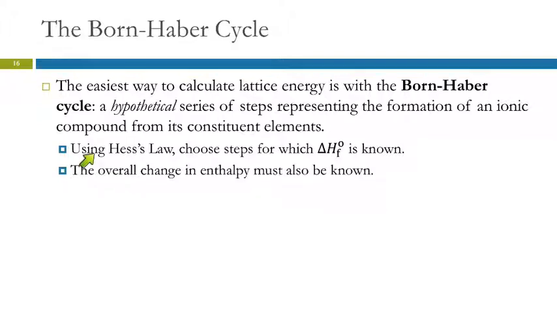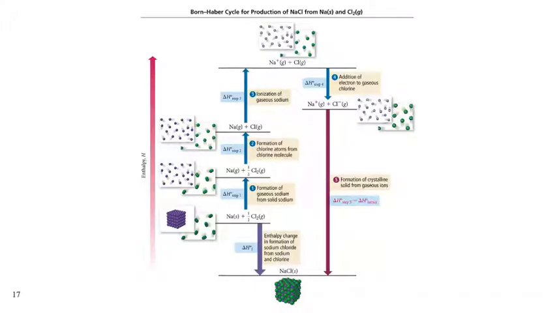So we're going to utilize Hess's law, and we're going to choose steps here for which the standard heat of formation is known. We must also know the overall change in enthalpy in order to be able to calculate the lattice energy. Okay, so here's an illustration of this for the formation of sodium chloride. We're starting here with sodium atoms and chlorine molecules. And when those come together, they form sodium chloride, solid, and there is a release in energy. That is the heat of formation for sodium chloride.